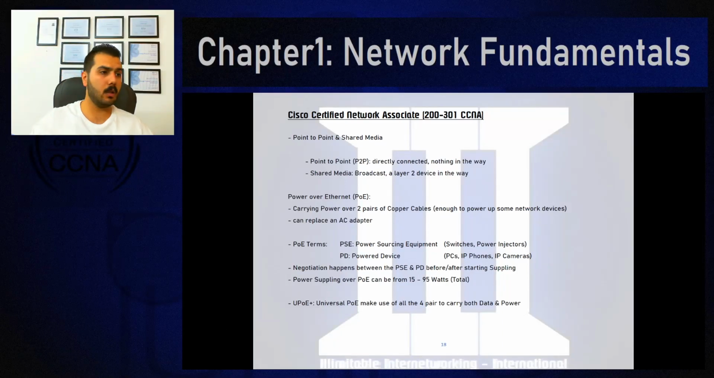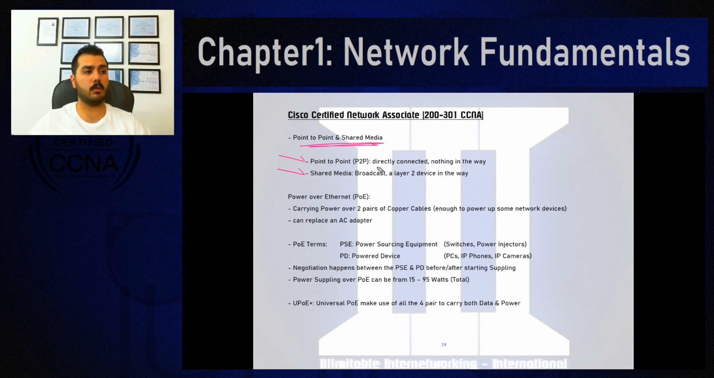Welcome again. Now we have the two next topics: point-to-point and shared media. Point-to-point and shared media describe how your devices are connected together and how they are negotiating or contacting each other, depending on the network they are connected to. So it's either point-to-point or shared media.